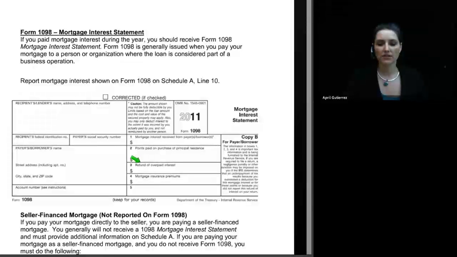But if Box 2 is more than the amount that's shown on the settlement statement, I would only enter the amount shown on the settlement statement because that would be an error. And very often what I see is a settlement statement that has a number that is higher than this.